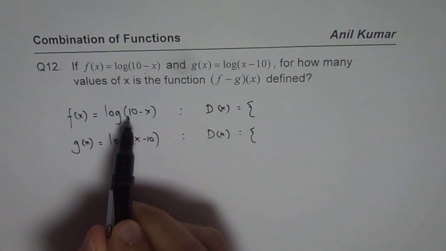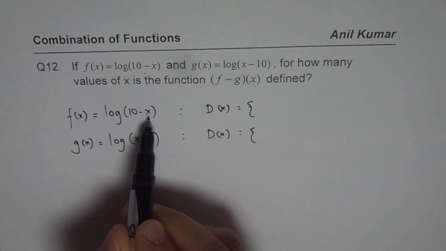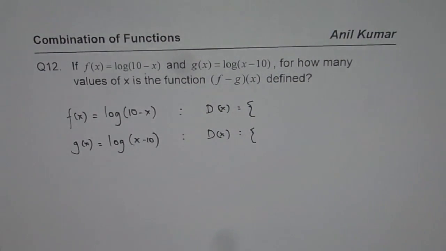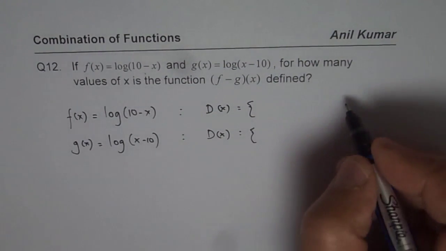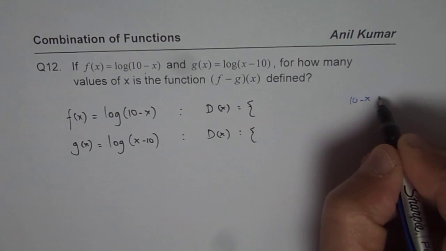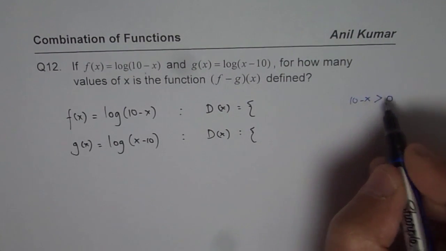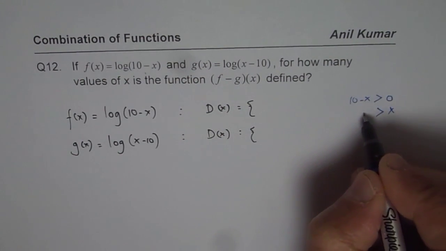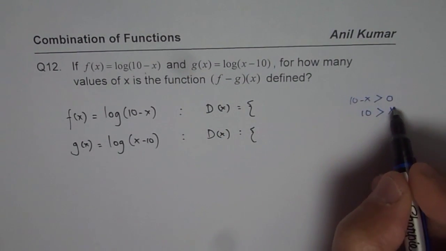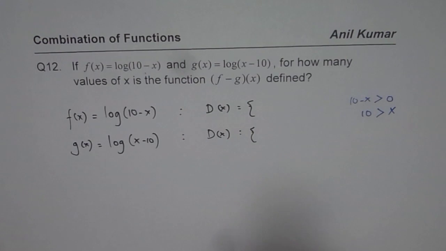Now we know 10 minus x should be greater than 0, right? That is the domain of a log function, and that means x is less than 10. So that is what the domain is. In this case, we know the domain is x is less than 10.